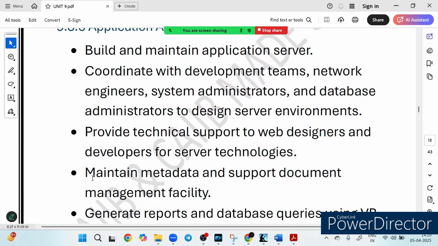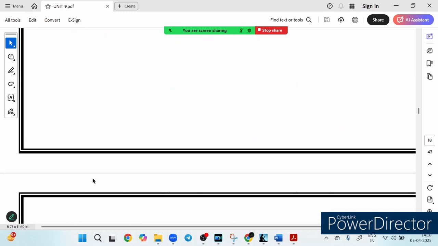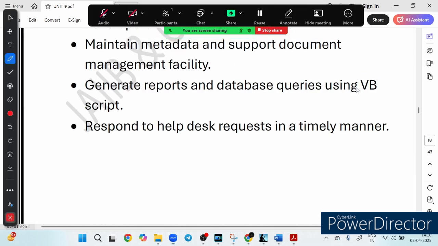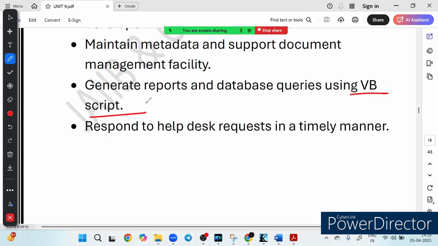And they even write small scripts, like using VBScript. You might have heard about VBScript. These are scripts written by the application administrator, and VBScript is used to automate tasks and support the document system.